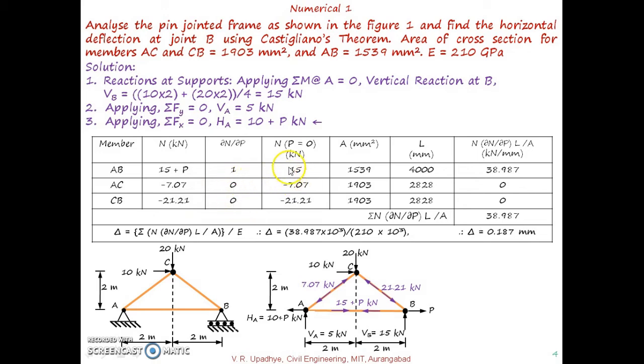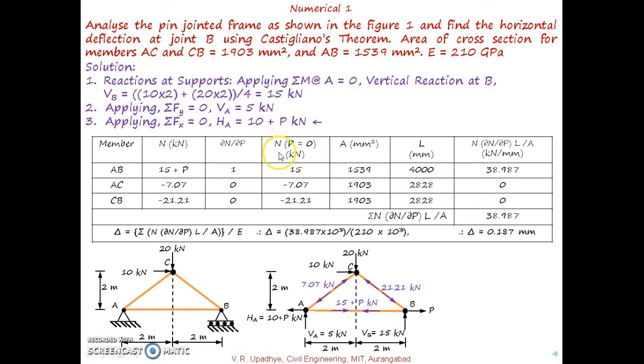So again, what is to be calculated is the internal member forces by considering the assumed force P. If there is some existing force which is a real force, then we need to consider that force as it is, and then go for finding the internal member forces, or else we need to put that value as 0, and then go for writing the internal member forces.